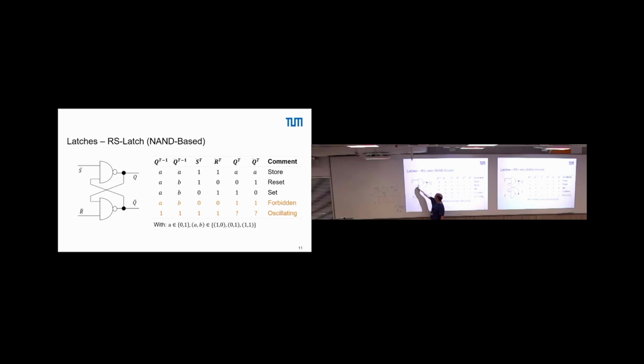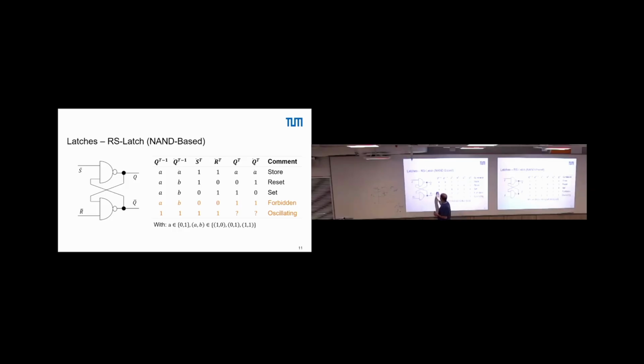Now, if the input here is a 1, the output is a 0, right? So if A bar is applied here, the output is A, right? And the other way around, if A is applied here, if this is a 0, the output will be a 1. If this is a 1, the output will be a 0. So this is A bar, right? So this is what I have here in the first line, and we call this store. The value does not change. Okay, now these are the intended cases. That is where the latch is built for.